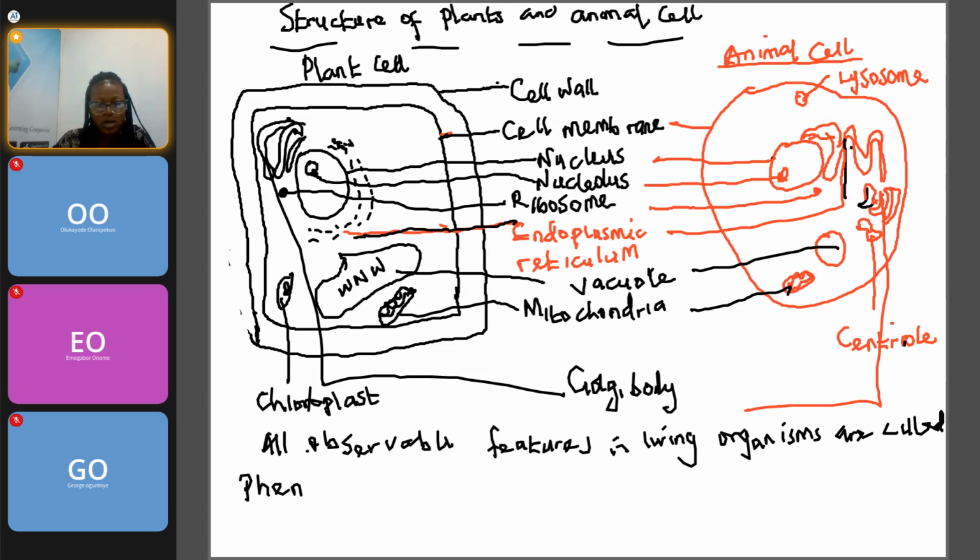Phenotype. Okay, please take note of that. Observable features in living organisms are called phenotype. Please take note of that.